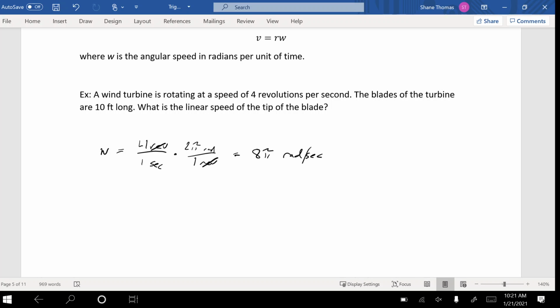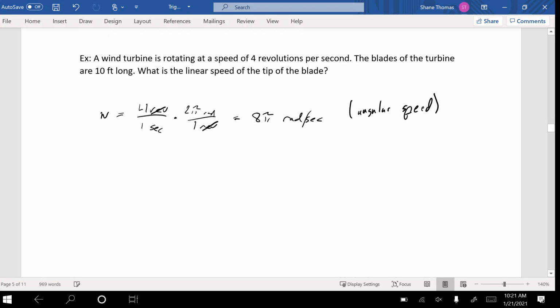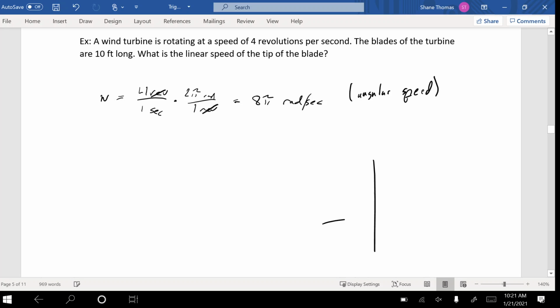Okay, this here is my angular speed. That is how fast it's rotating. This is how fast this angle is changing. It is changing at a rate of 8 pi radians per second. All right, so now we've found our angular speed. Now we can use that to find our linear speed of a certain point. So that's going to be our v here.